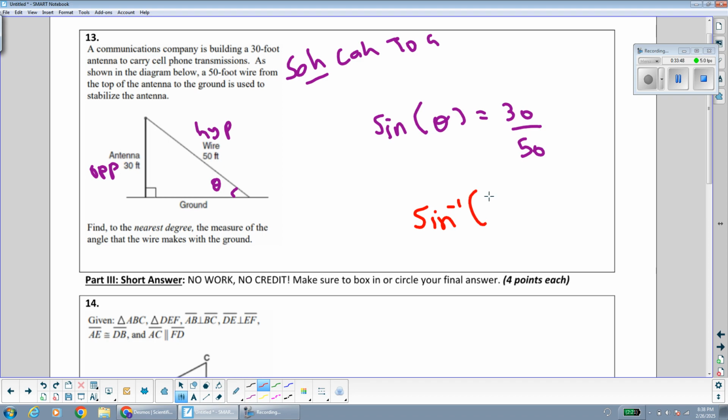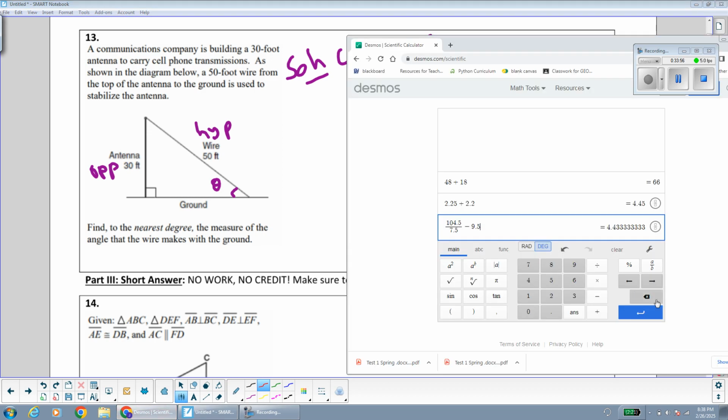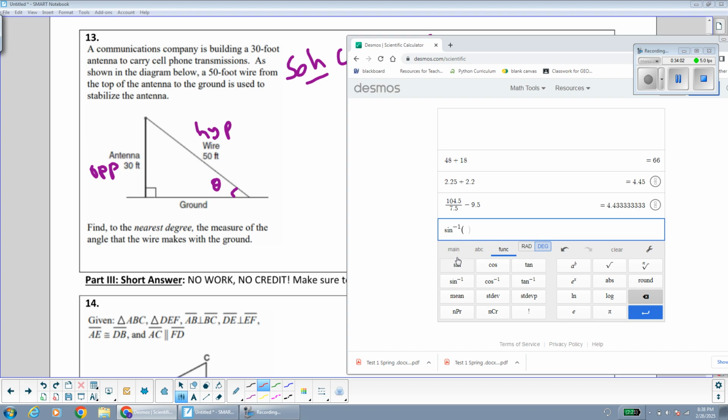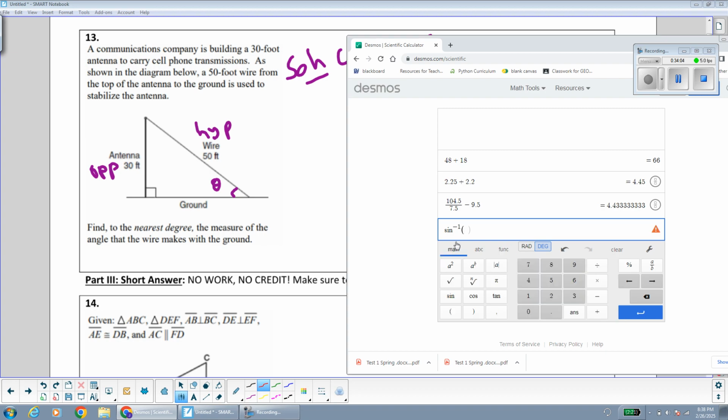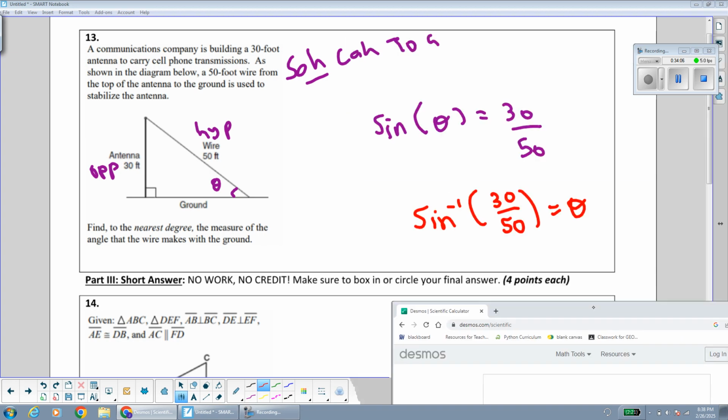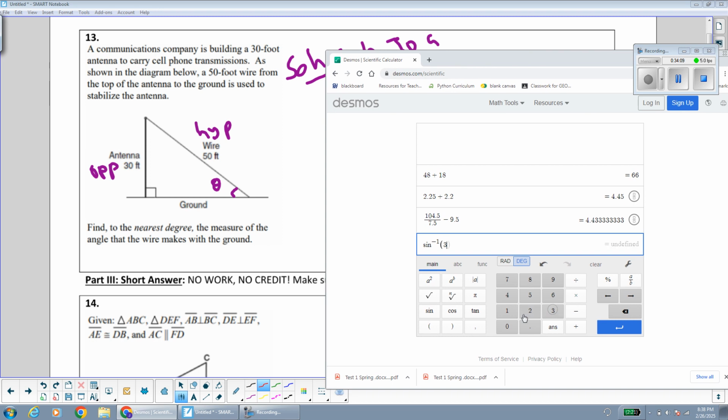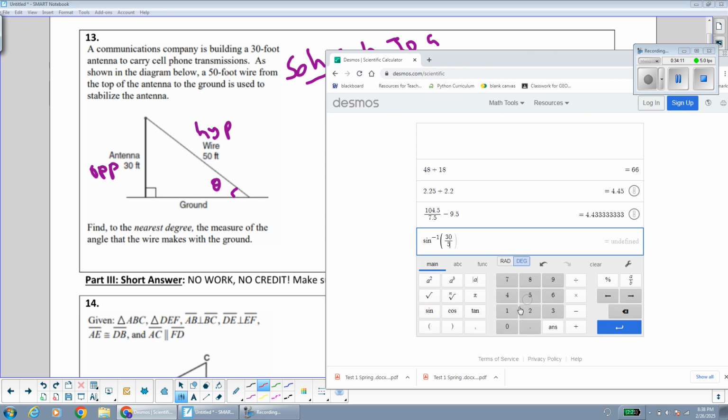Remember, to find an angle, use the inverse. And it says to round to the nearest degree. That's the nearest whole number. What was it again? 30 over 50. And that's about 37 degrees.